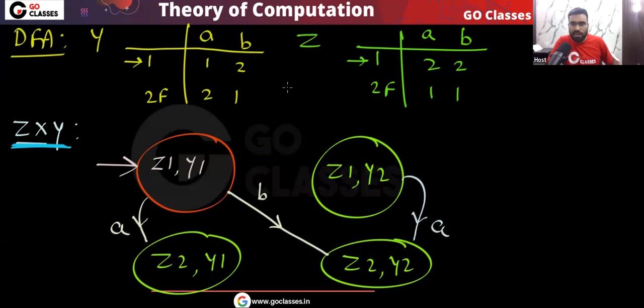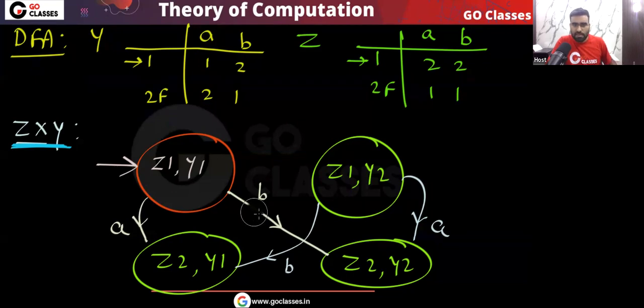From this state on B, where will we go? From Z1 on symbol B, we will go to Z2. Remember, we go to Z2. And what about Y? From Y2 on B, we will go to Y1. So Z2 Y1. It will happen like this: we will go to this state, Z2 Y1, on B. Now you tell me, what next?